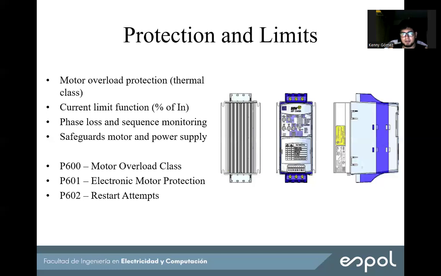The protections and limits could be about motor overload protection with the thermal class, the current limit function as a percent of nominal current, the phase loss and sequence monitoring, and safeguards for motor and power supply. It will be managed by the codes named P600, P601, and P602.